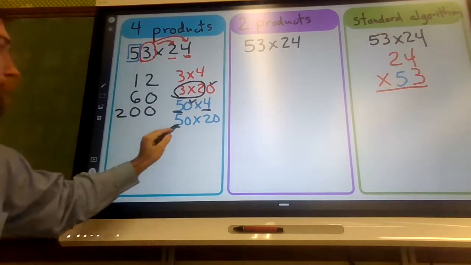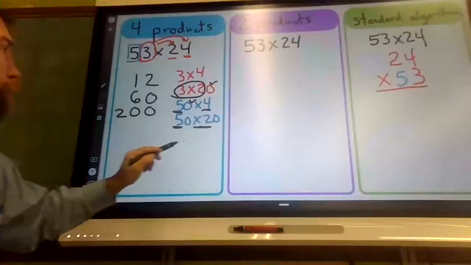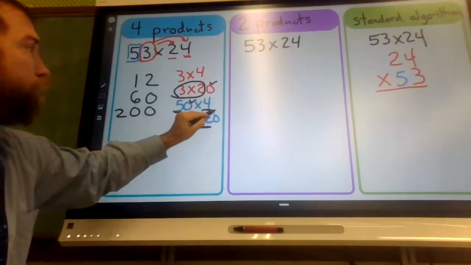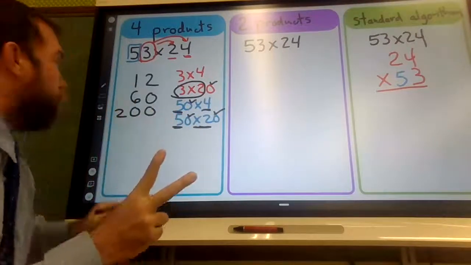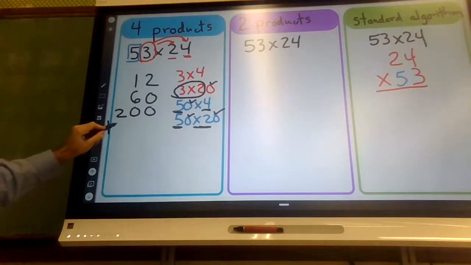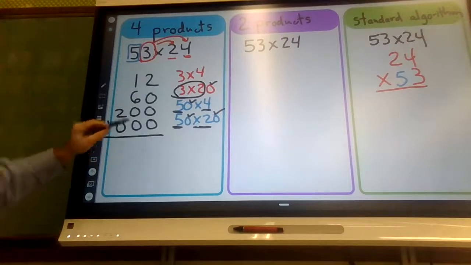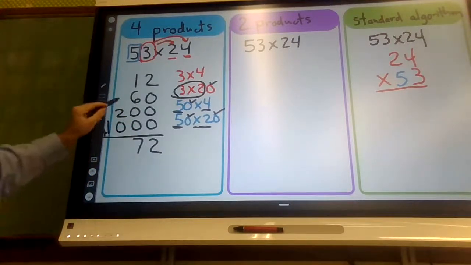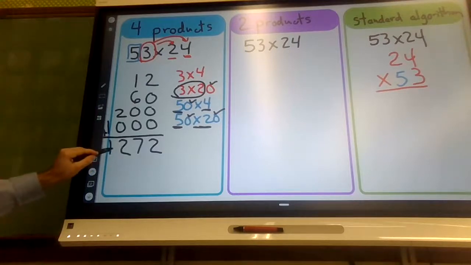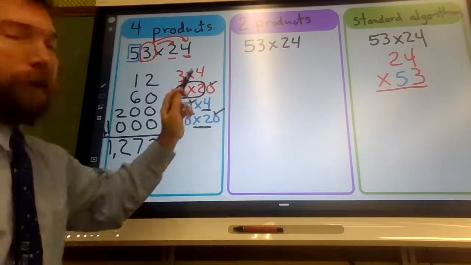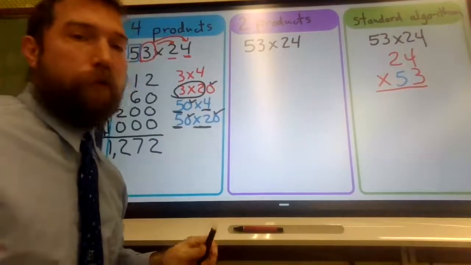And then again, I go to here. 5 times 2, that's my regular math fact, is 10. Plus I need 2 more zeros. So I end up with a total of 1,000. And then I add those together. There's 2, there's 7, there's 2, and there's 1. 1,272.